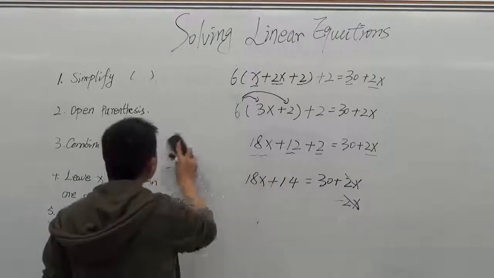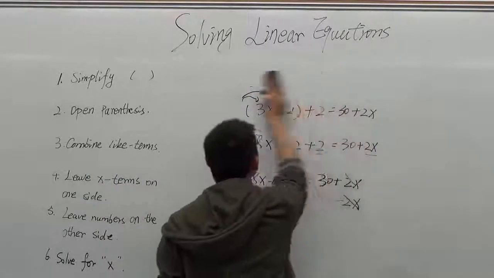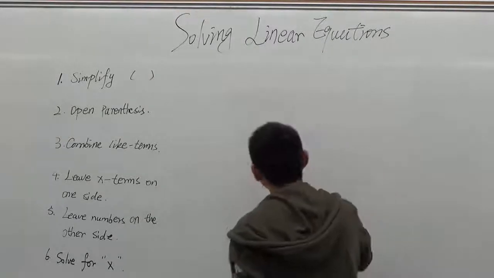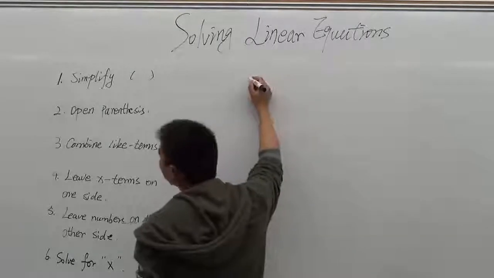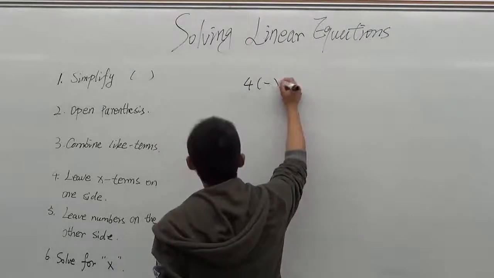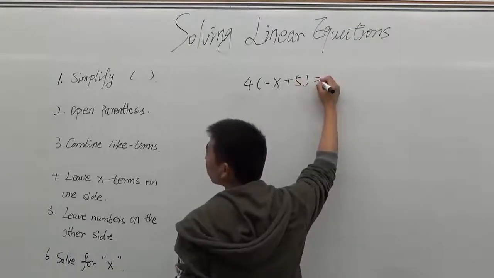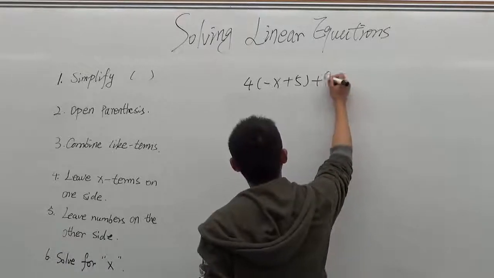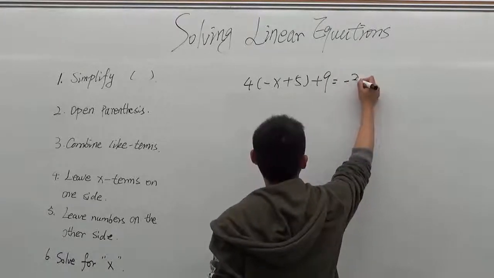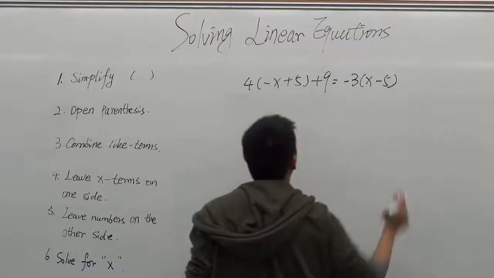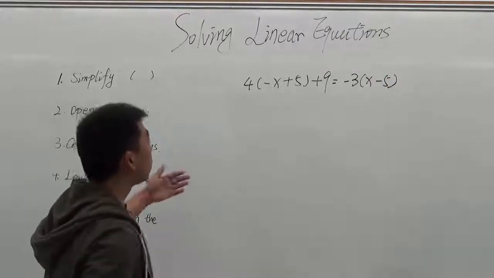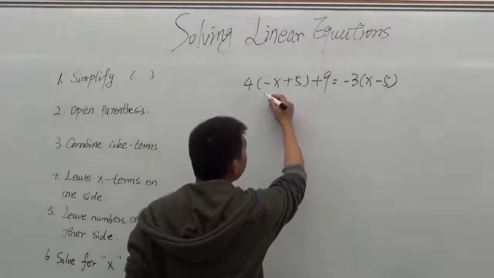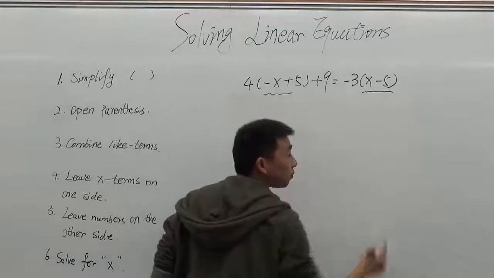In example 3, we have parentheses on both sides. It's the same steps, just with two parentheses here. 4 times negative x plus 5, plus 9, equals negative 3 times x minus 5. So in this equation, we have two parentheses. One is negative x plus 5, and the other one is x minus 5.